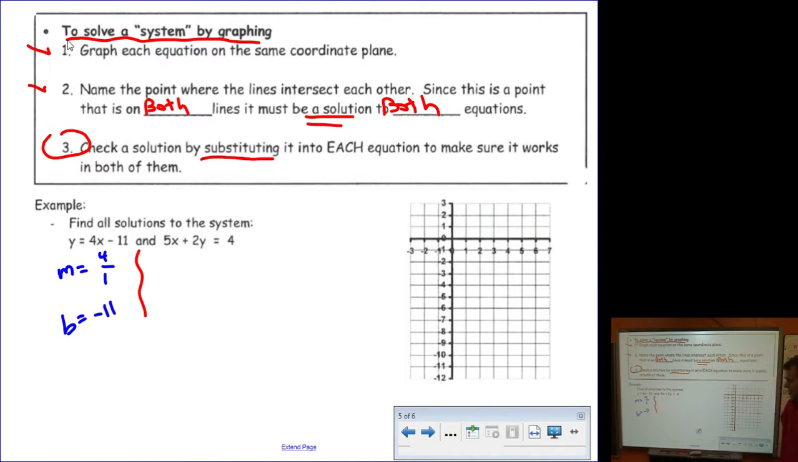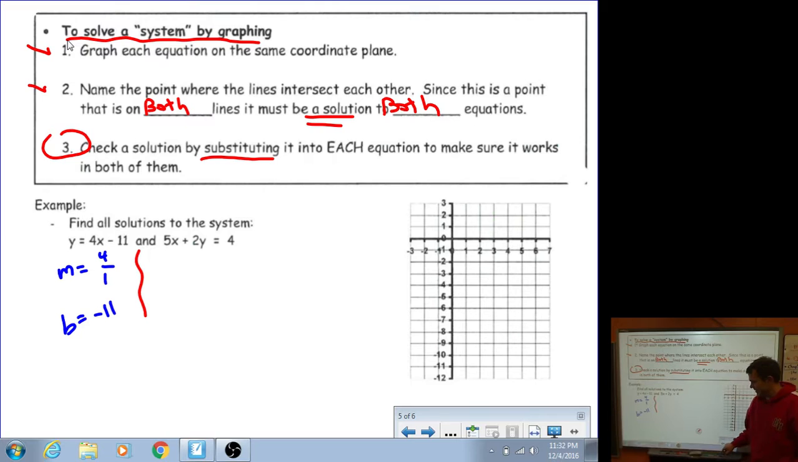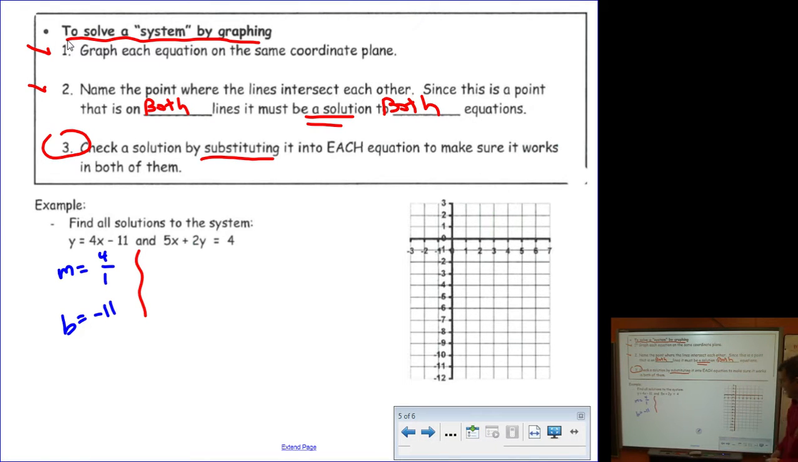Okay, so the blue line here is going to have a y-intercept at negative 11, and it's going to have a slope of up 4, right 1. Up 4, 1, 2, 3, 4, right 1. I think the more dots you make, the better off you'll be. There is a picture of the answers to the first equation.